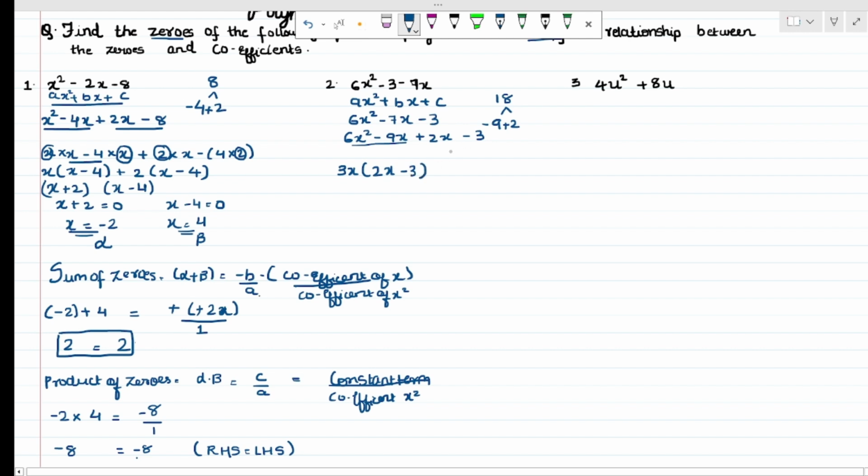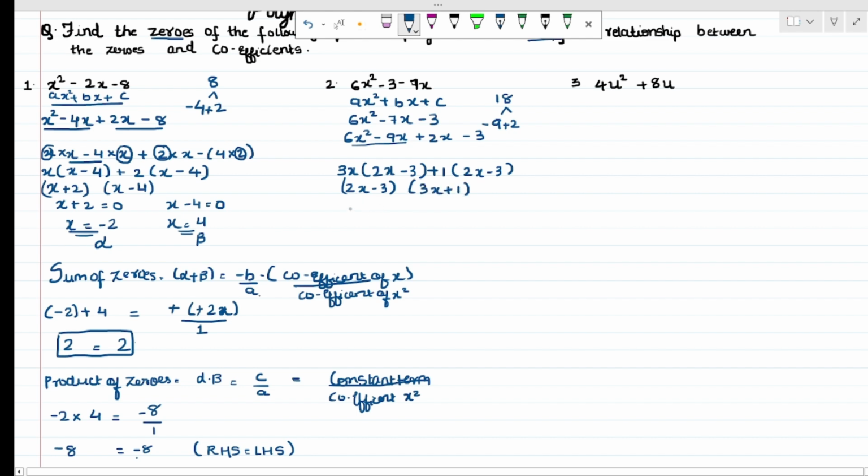Now as you can see over here, nothing is common between 2x and minus 3. So if there is nothing in common, you can write plus 1. Okay, why am I writing plus? Because my middle sign here is plus. So I'm taking it as plus 1. What am I left with? 2x minus 3.